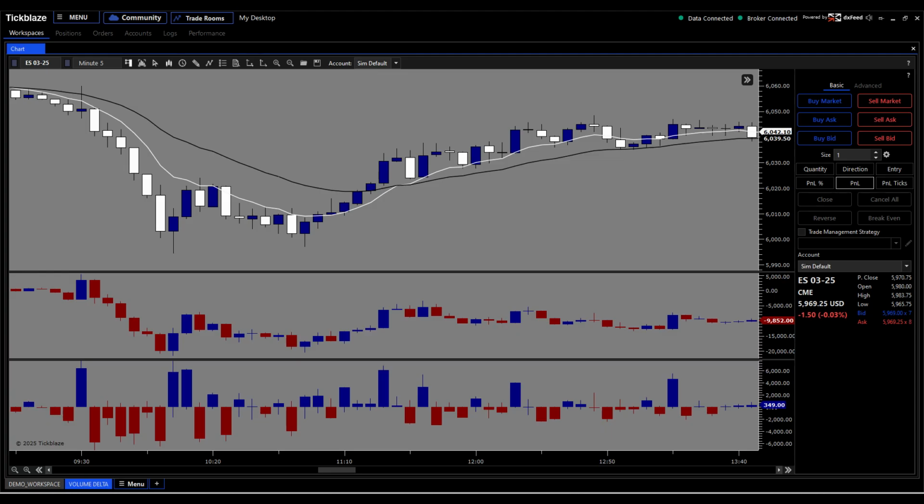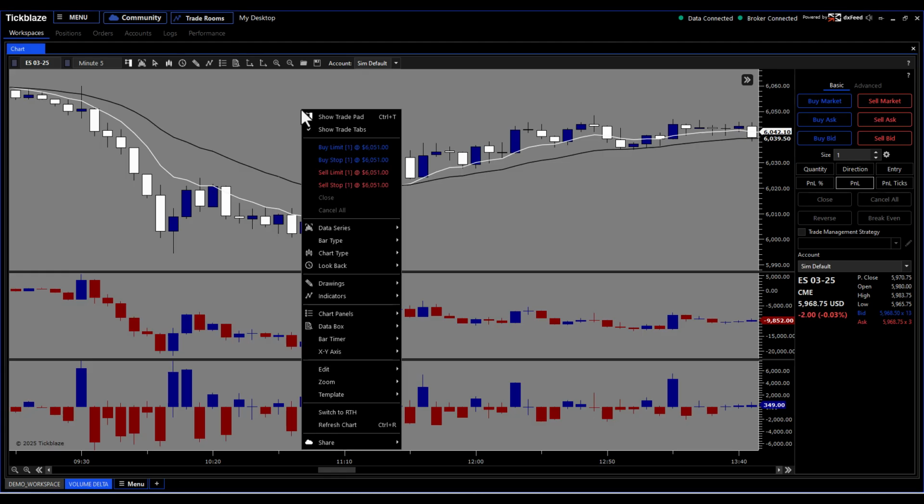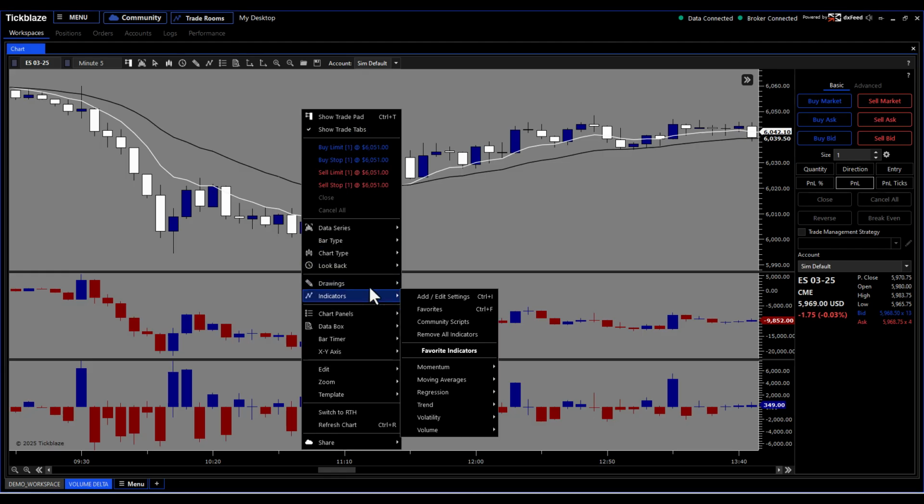Let's get into it. Now, the first thing you want to do when you load up Tickblaze is you want to go to the chart. And when you right click the menu, you're going to go under the indicators section and you're going to see volume. And inside the volume, you're going to have an indicator called volume delta. Now, we've already populated this under the favorites list because it's something that most traders are going to look to take advantage of. And this is the fastest way to add it to your chart.